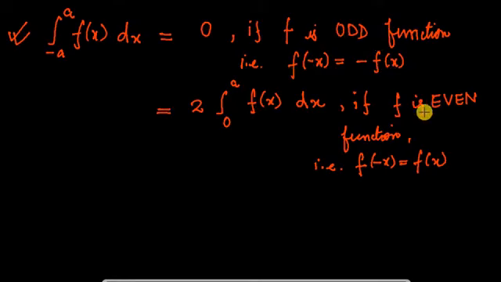And if the function is an even function, that is, if this condition is true, that f of minus x is the same as f of x, then we write this integral as 2 times the integral from 0 to a, not minus a to a, but 0 to a f(x) dx, if f is the given function. Let us understand this concept by an example.